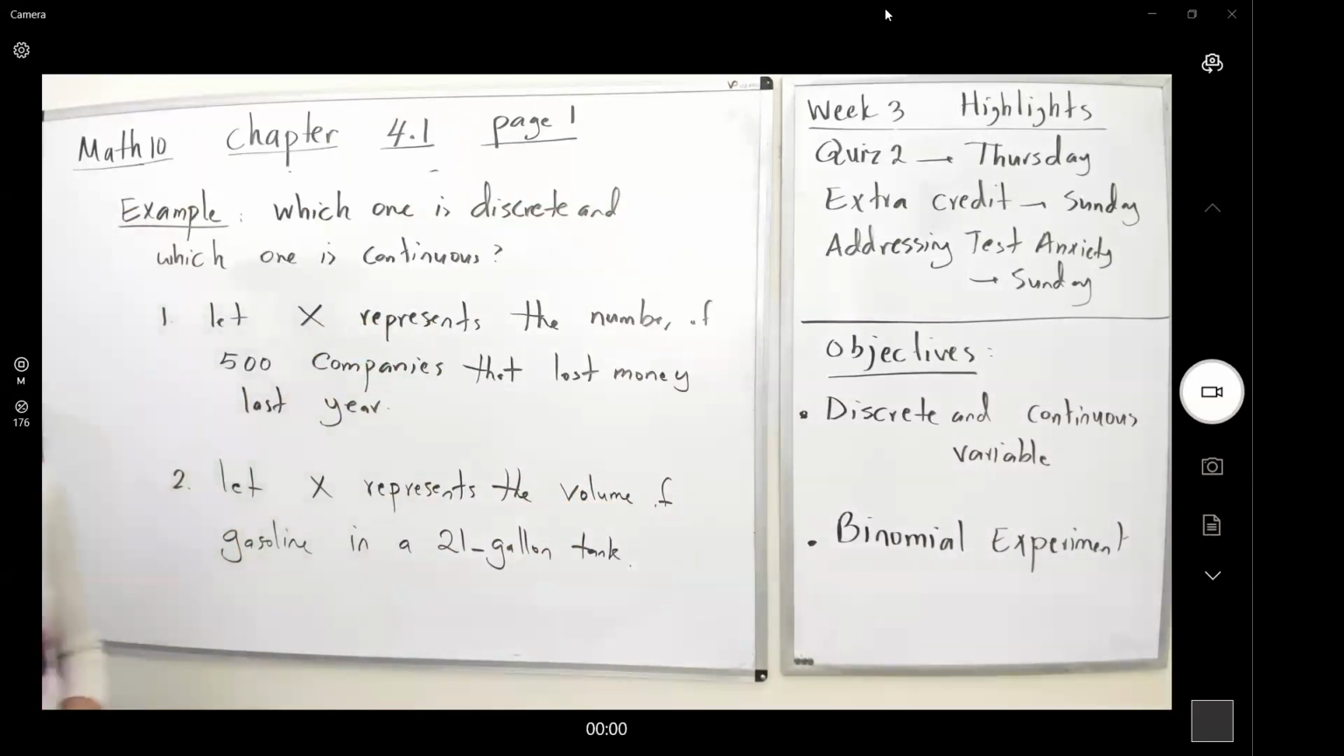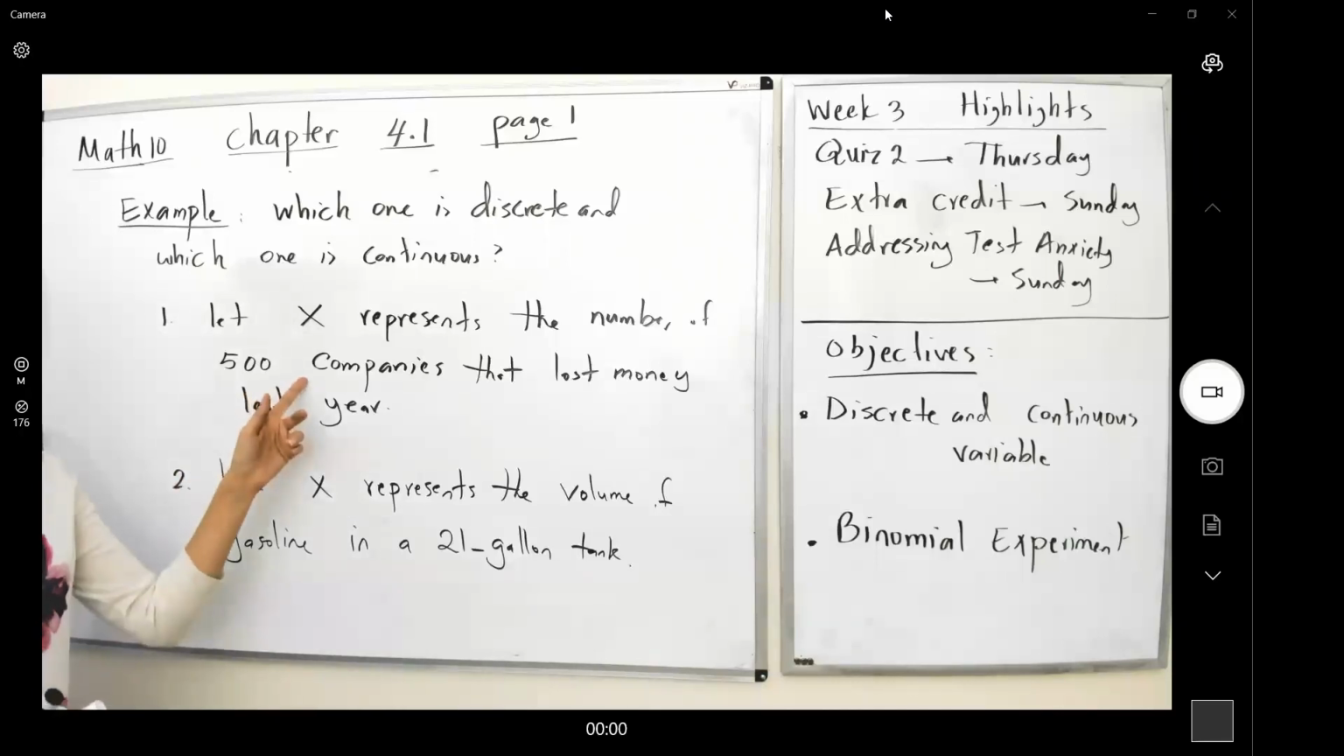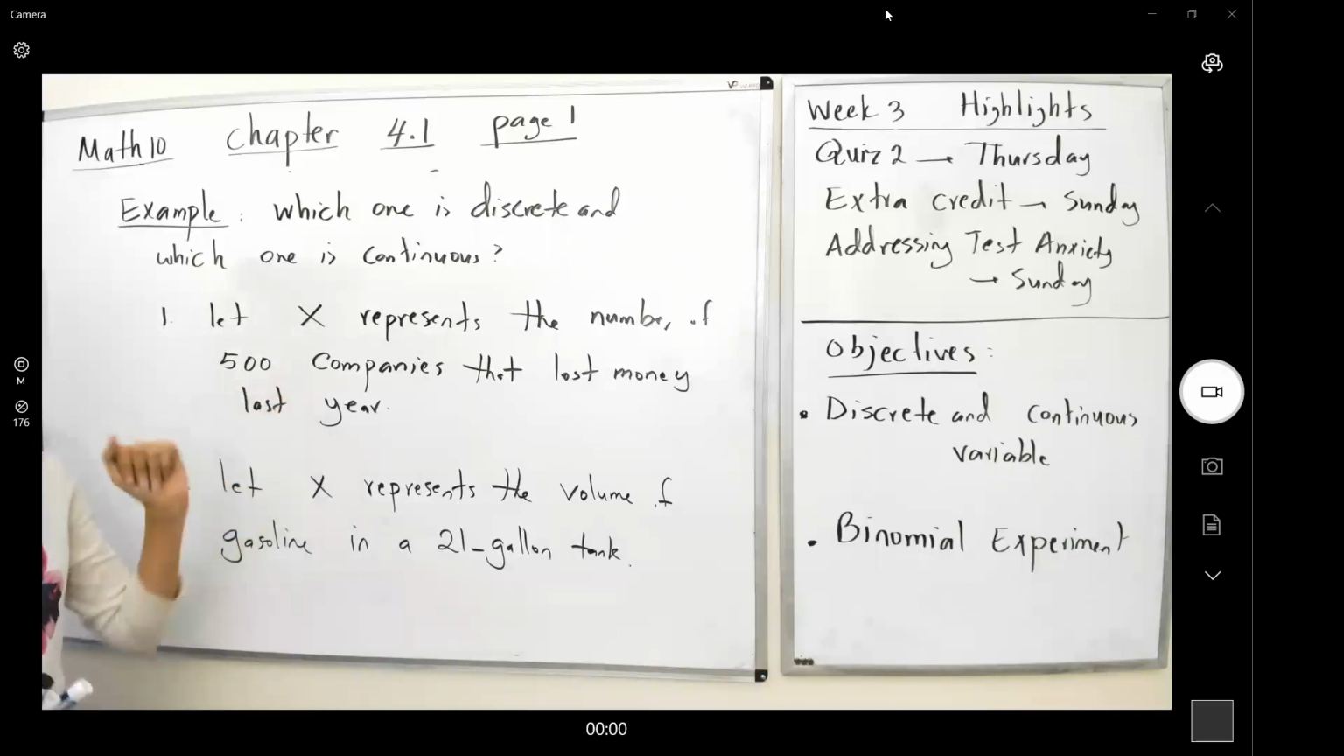Which one is continuous? Okay, what do you think, guys? The first one. Okay, the first one is? Discrete. Discrete, very good. One is discrete, thank you, Gilbert. Well, you're waiting for the rest of the class. Very good, 2 is continuous, okay. 2 is continuous, thank you, Max.